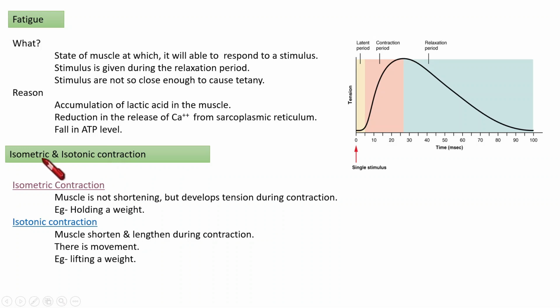First, we can take the case of isometric contraction. Look at that word: isometric means same metrics, same dimension during contraction. That means during that type of contraction, the muscle is not shortening, but it develops tension. So tension is there, but it is not shortening. That type of contraction is called isometric contraction. For example, whenever we hold some weight, at that time in our muscle, tension is developing, but it is not shortening. That is one example.